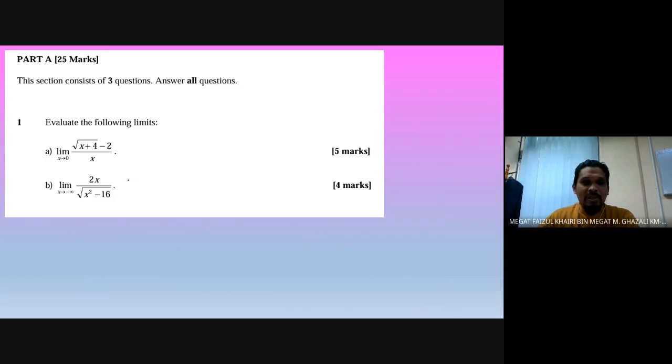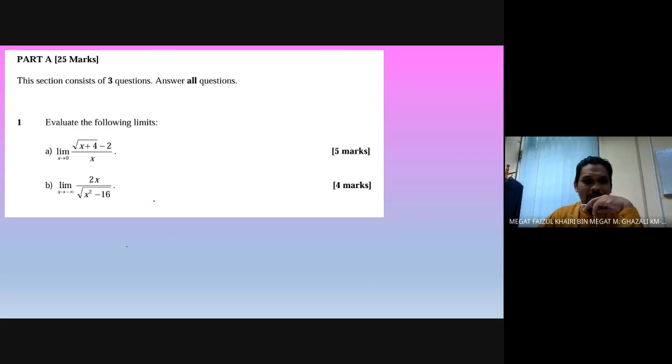Okay, so what about this? What if I just ignore those who are entering this session using personal email account? Tak bagi masuk sekarang, tertunggu-tunggu nak masuk. Tapi kata masuk guna email MOE. Okay, nothing much I can do.